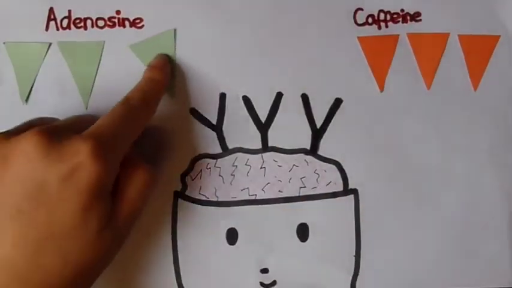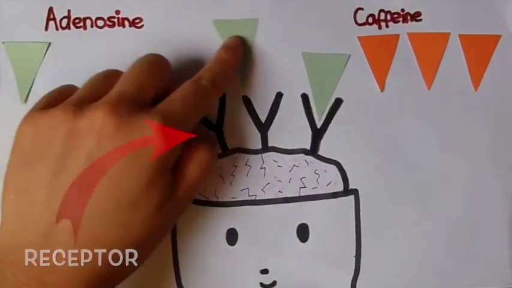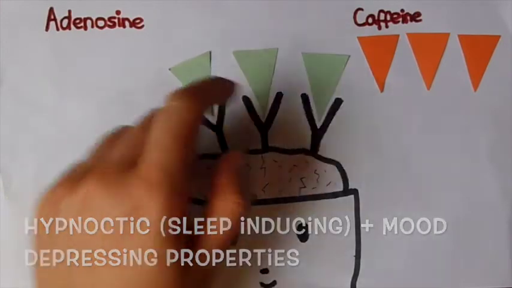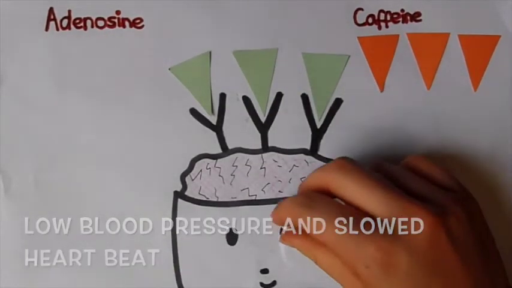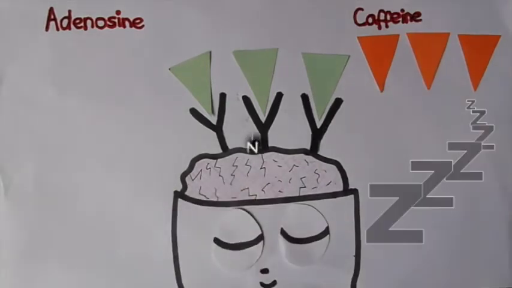Without the presence of caffeine, adenosine binds to receptors in order to slow down nerve cell activity. It achieves this through its hypnotic, sleep-inducing, and mood-depressing properties, which induce low blood pressure and slowed heartbeat. This slows the brain's signaling functions, leading to the sensation of fatigue and drowsiness.